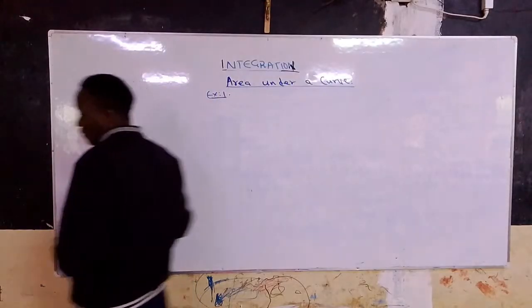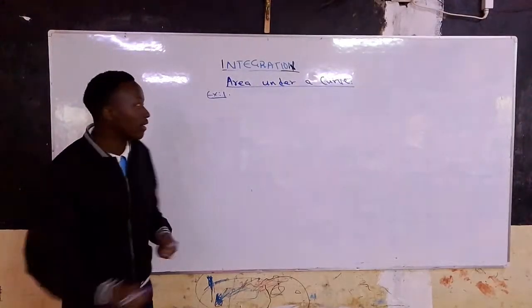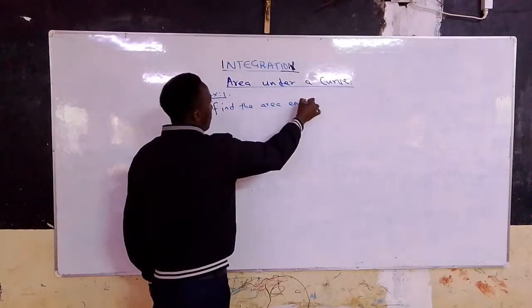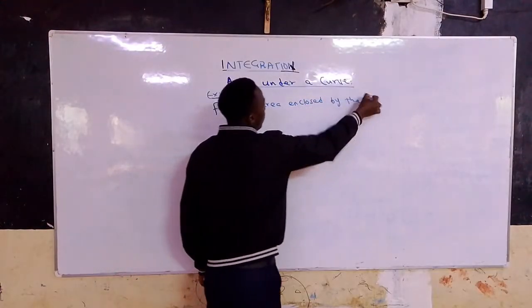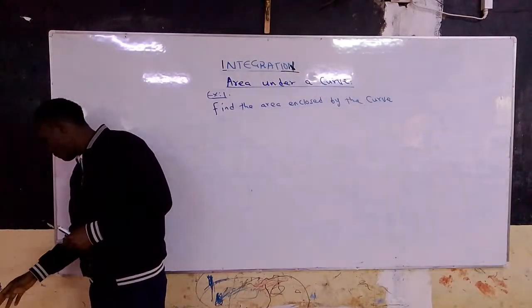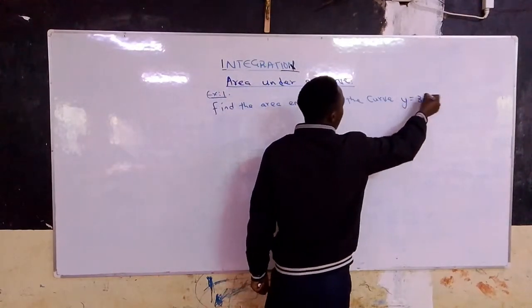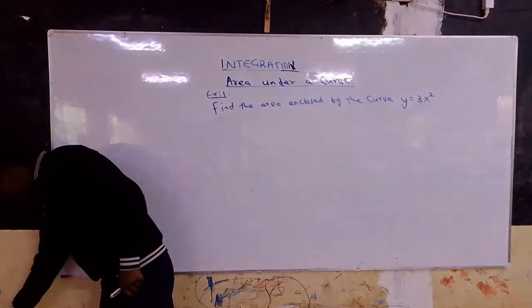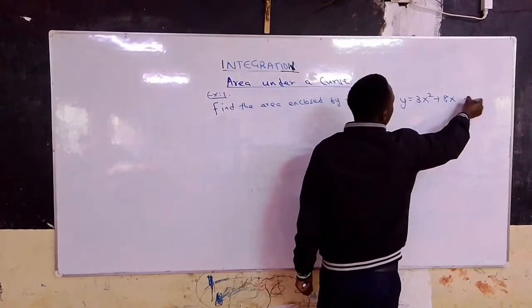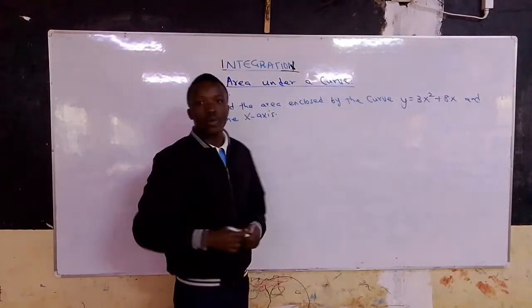Example number 1. Find the area enclosed by the curve y is equal to 3x squared plus 8x and the x-axis. So we have such a question.